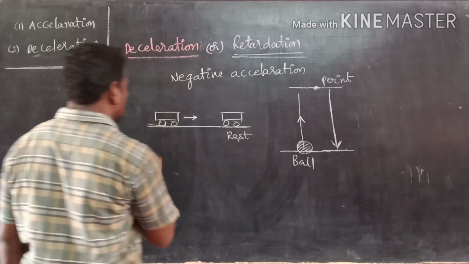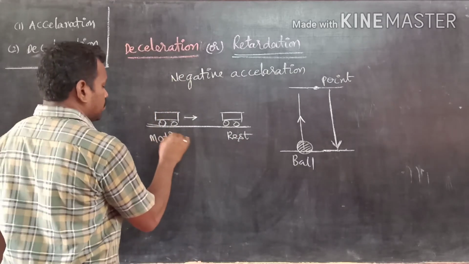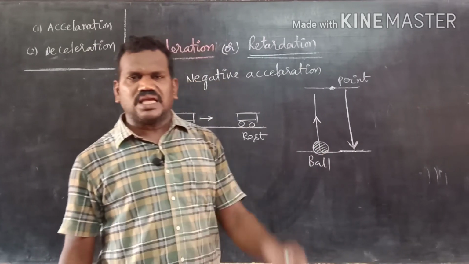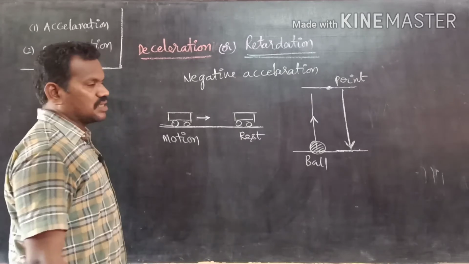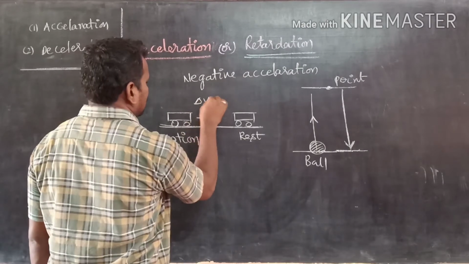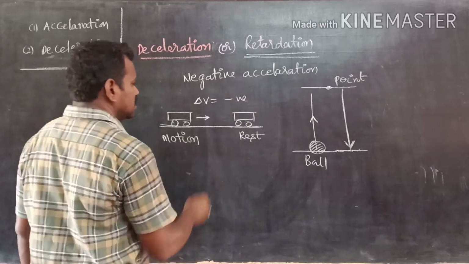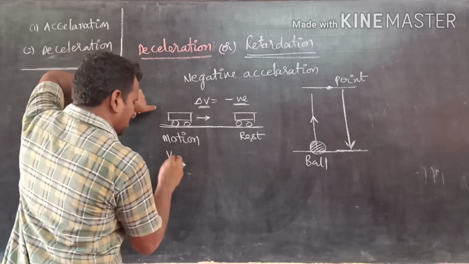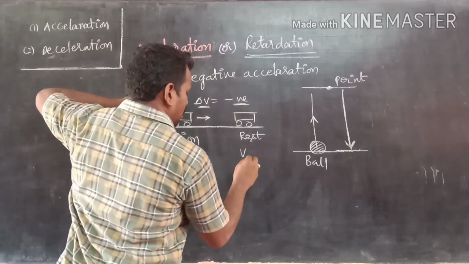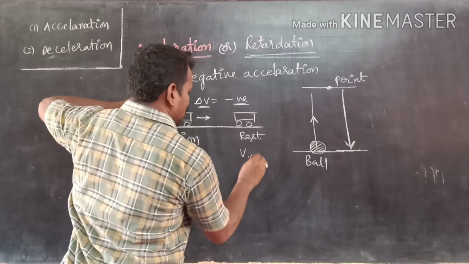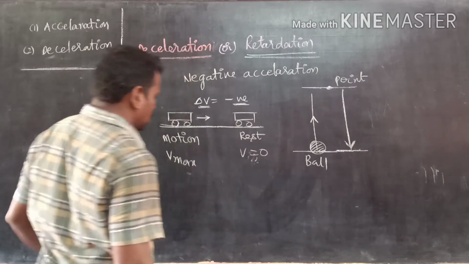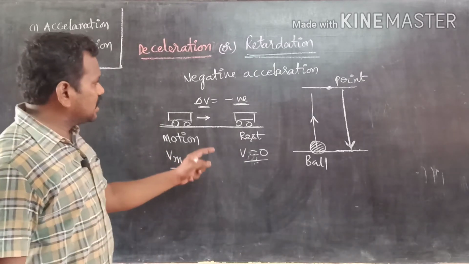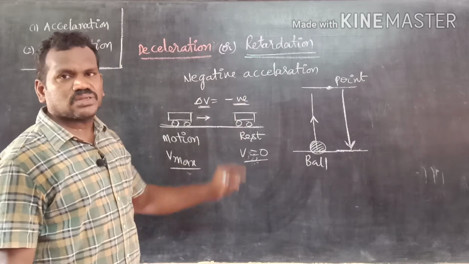At first, the body is in motion. By the loss of acceleration, the body comes to rest. What does it mean? Here delta V is negative, meaning the change in velocity. First of all, the velocity of the body is V max, and here the body comes to rest. This means velocity is equal to 0. Here maximum velocity is there, here the velocity is less. Now what happens? Acceleration also becomes negative.